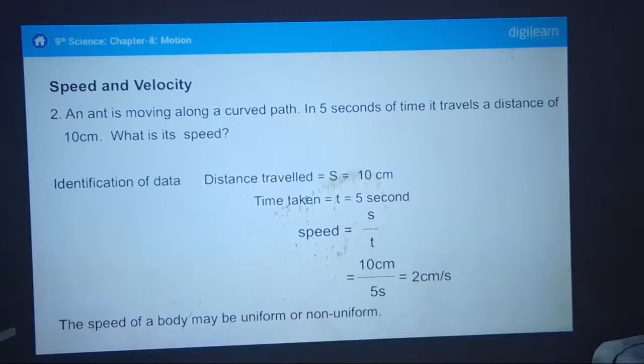The speeds of a body may be uniform or non-uniform.